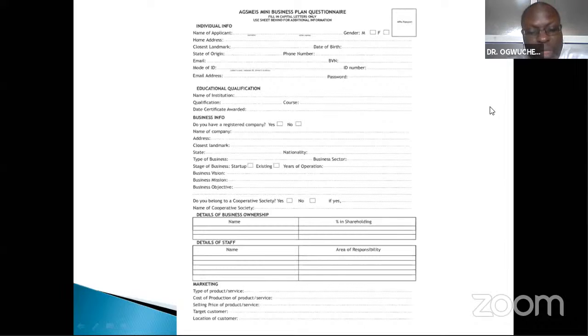Okay. Then selling price of products. Depending on the cost of production, you will be able to tell us the price at which you are able to sell the services or the product.